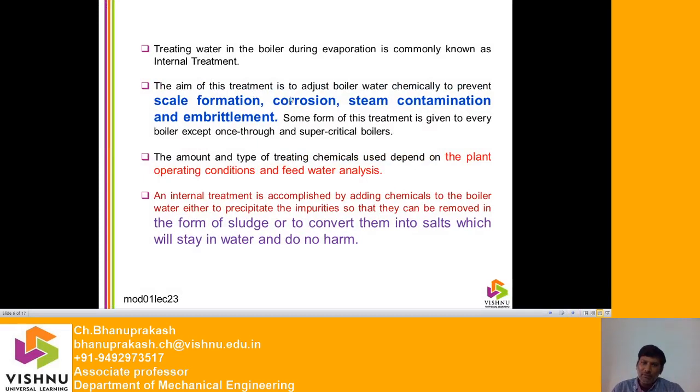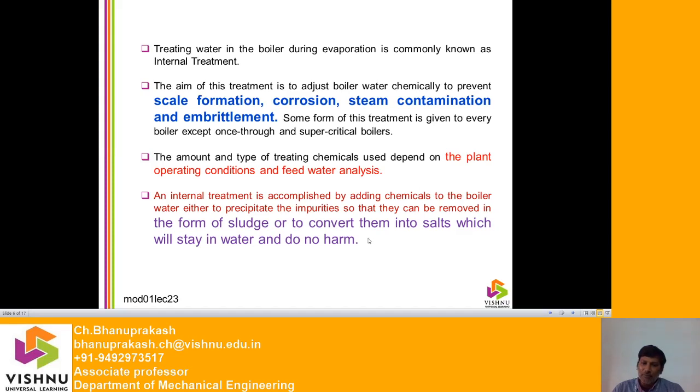See, the aim of this treatment is to adjust the boiler water chemically to prevent scale formation, corrosion, steam contamination and embrittlement. Some form of this treatment is given to every boiler except once through boilers and supercritical boilers, but these both are operated at very high pressure. The amount and type of treatment chemicals used depend on the feed water analysis and the plant operating conditions.